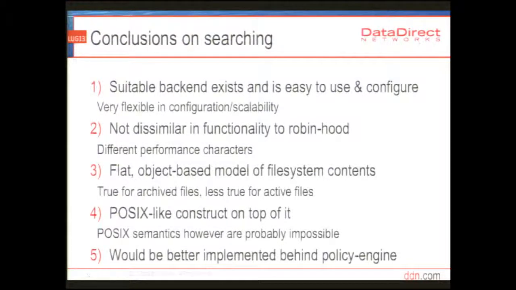Conclusions on searching. Elasticsearch is there, FSRiver is there, very, very easy to do. We deleted more code than we added, which was a surprise. The functionality that we got is similar to Robinhood, with the exception of Tika and the document indexing, very much a subset. I say different performance characteristics.